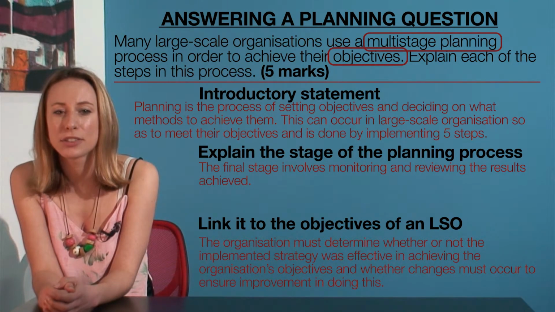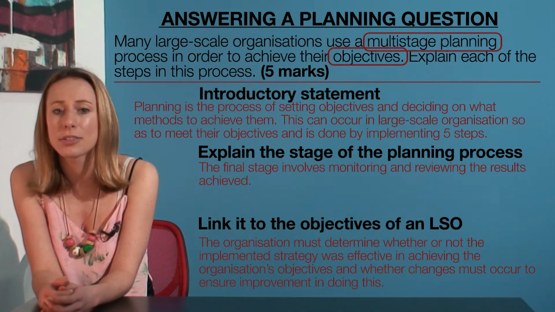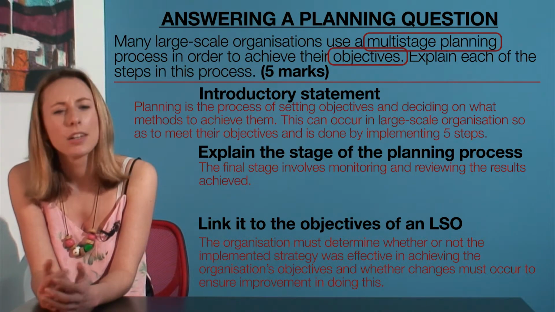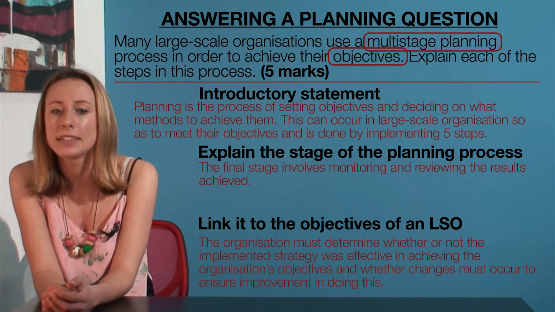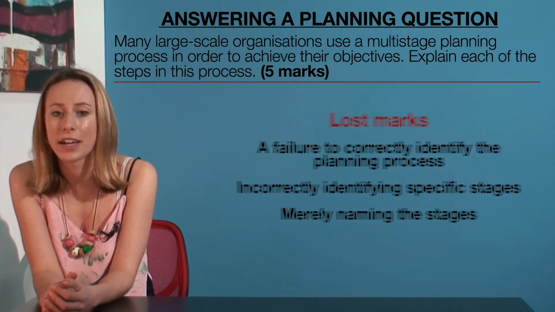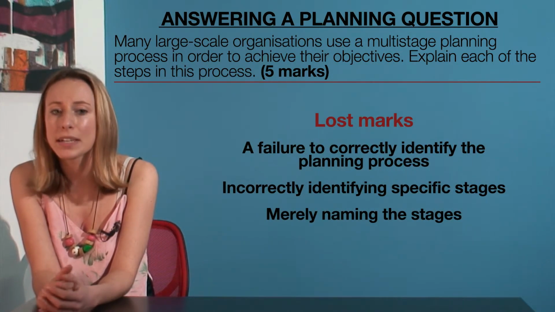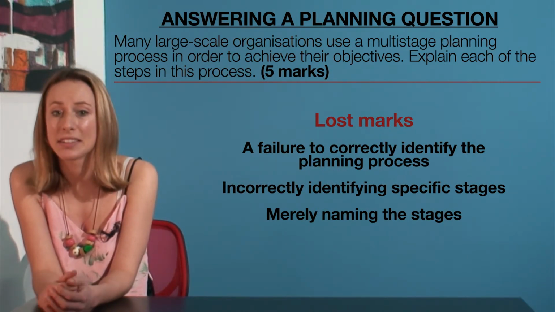The organisation must determine whether or not the implemented strategy was effective in achieving the organisation's objectives, and whether changes must occur to ensure improvement in doing this. Whilst this question is definitely on the longer side, it does give the most comprehensive response possible to the question. A failure to correctly identify the planning process, or incorrectly identifying specific stages, will result in a loss of marks. Also, merely naming the stages will not get you full marks.